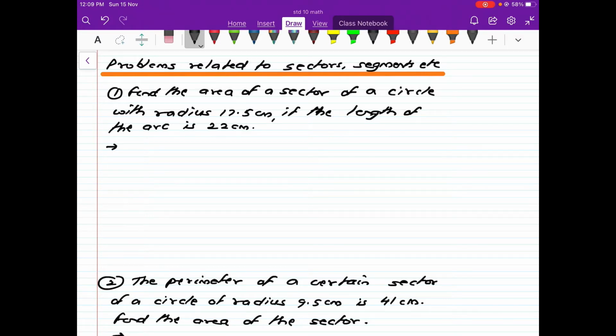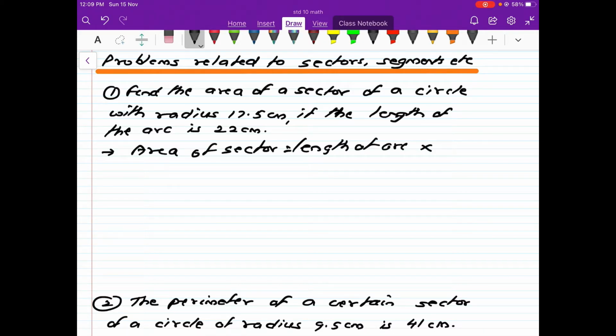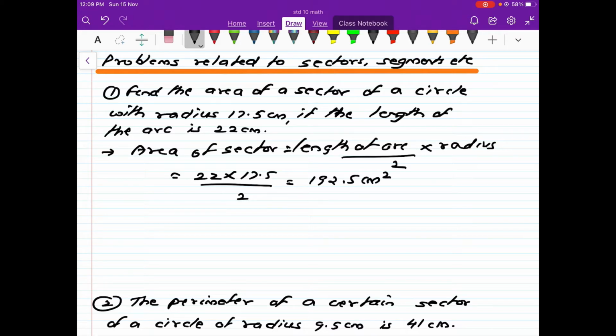Now we should know one formula here, and the formula is this. This is a shortcut formula. Area of sector is given by length of the arc into the radius of the circle divided by 2. This is a very nice formula, so we'll just put it in this formula. 22 into 17.5 upon 2, so we are getting the answer 192.5 centimeter square. So this is the required area.